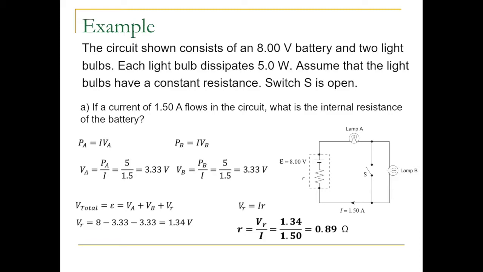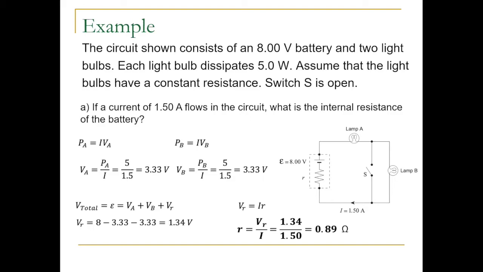Well, we know from our previous studies of power that if we know the current of the circuit and the power dissipated by the light bulb, we can find the voltage drop on that device. So the first two calculations find the voltage drops on lamp A and lamp B. Because each light bulb dissipates 5 watts, it's not surprising that it's the same.